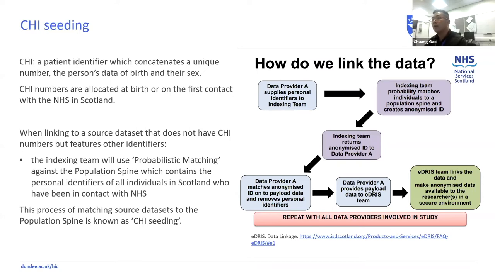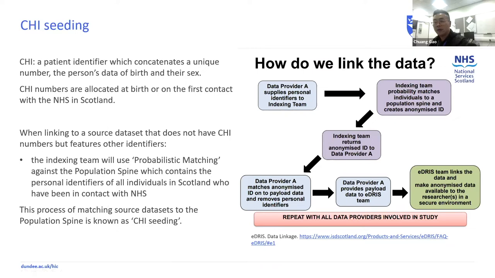So when you link NHS data with non-health data, or even health data that doesn't really have Chi numbers, the indexing team will need to use probabilistic matching against the population spine, which contains all the personal identifiers for all the individuals in Scotland who have ever been in contact with the NHS. So this matching of source data sets to the population spine is known as Chi seeding.